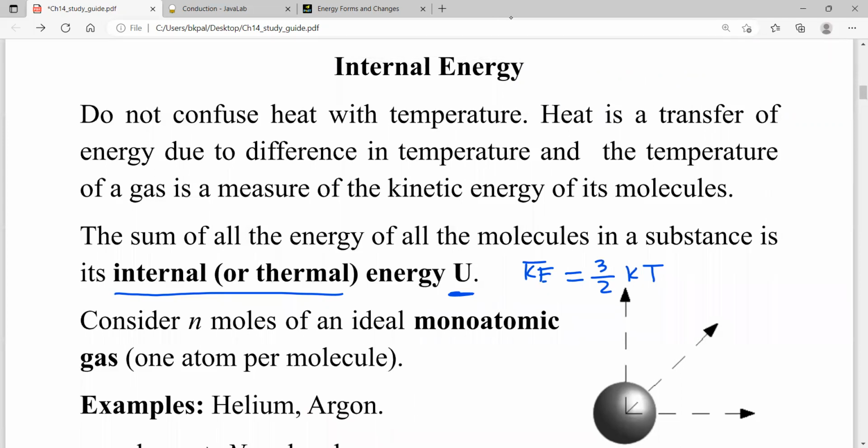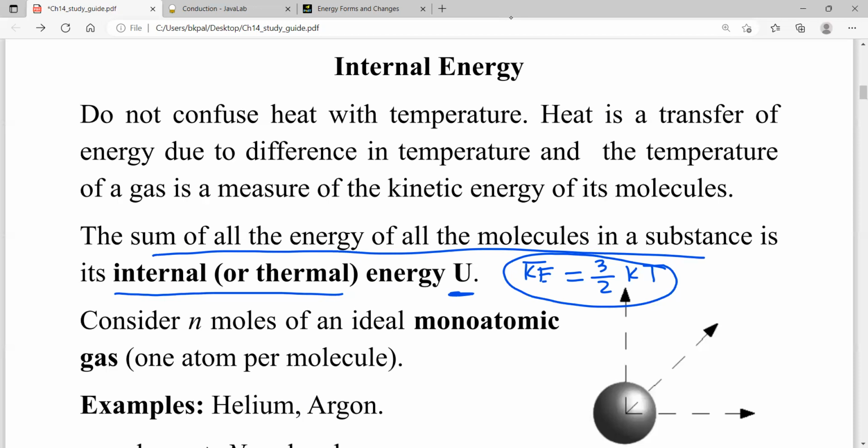Now the internal energy or the thermal energy is the sum of all the energy of all the molecules in a substance. So the temperature here, this equation tells us that it is the average kinetic energy. On the other hand, the internal energy or the thermal energy is the sum of all the energy of all the molecules of a substance. So it is the total energy. On the other hand, the temperature is somehow related to the average kinetic energy.